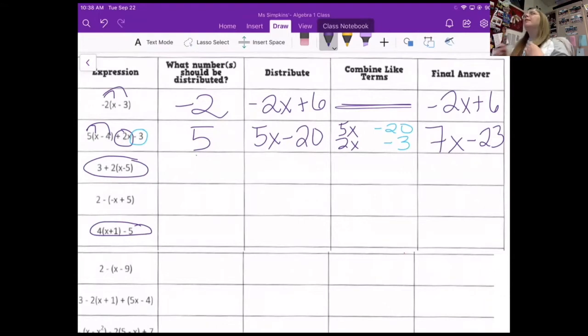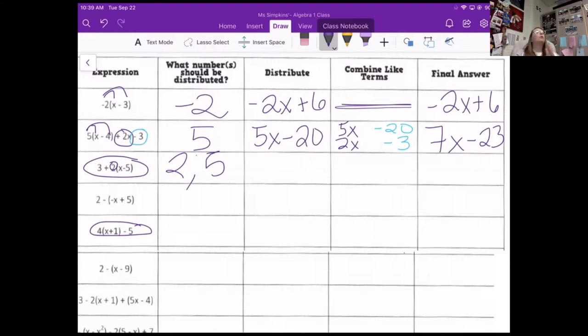Okay, so on the third one, this is a huge topic of discussion yesterday in my third period. Are we distributing 2 or are we distributing 5? So 2 is obvious where I got it because it's right there. Why do you think some people would have said we are going to distribute 5? Where do you think that 5 would have come from? Allie, where do you think it would come from? Yeah, adding that front 3 and 2 together to get 5 to distribute.